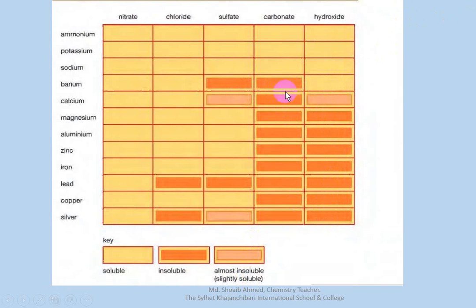Okay, so what is the summary? How can you memorize these things? If you find any nitrate salt, it is soluble. Any ammonium salt is soluble. All potassium salts are soluble. All sodium salts are soluble.